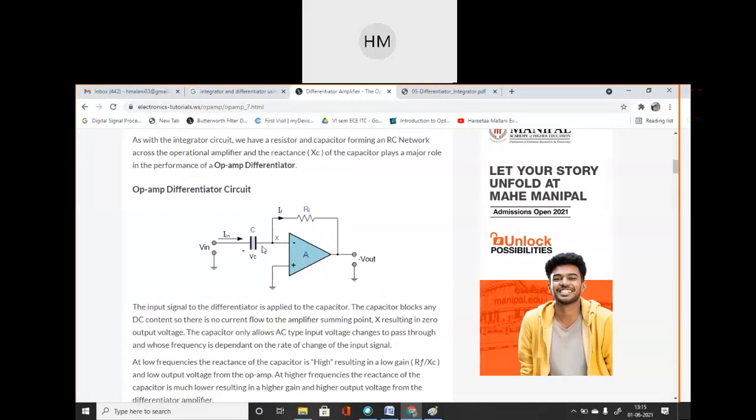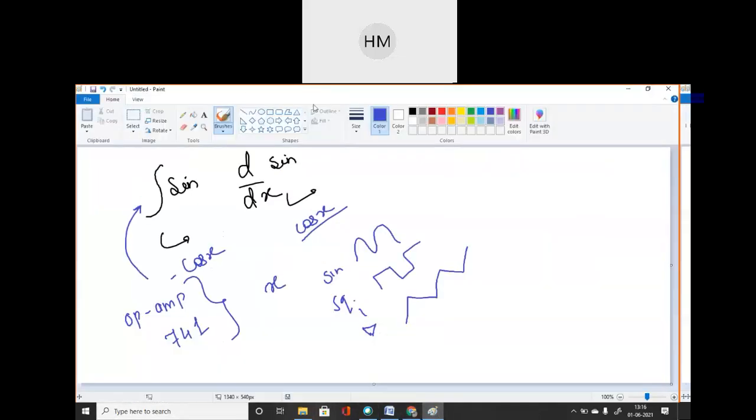Here, XC plays a major role. XC. What is XC? Students, XC is my capacitive reactance. How do we define this XC term? Who can tell me? XC कैसे define करते हैं? 1/2 pi FC. Is it clear? Yes or no? Capacitive reactance.